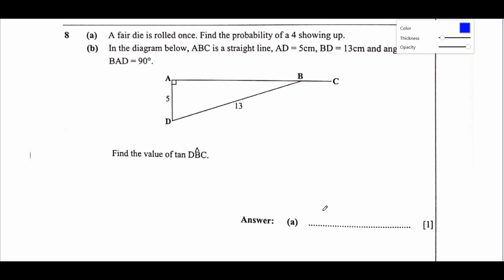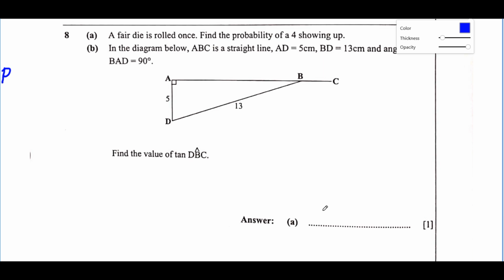So the question 8a reads, a fair die is rolled once. Find the probability of a 4 showing up. So the good part about a question like this one, the answer is always the same. Whether they ask you to find the probability of a 1, a 2, a 3, a 4, a 5, or a 6 showing up, the answer is always the same, because there is only one chance for a number from 1 up to 6 to show whenever you are dealing with a die.